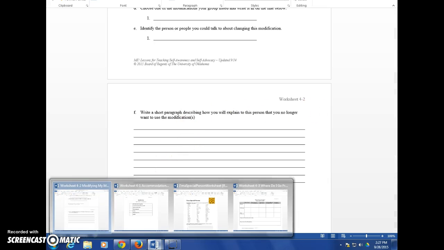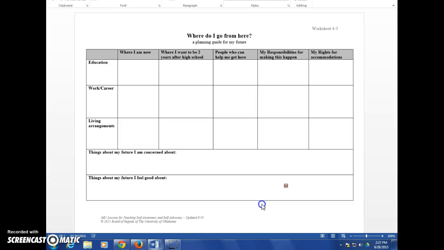Okay. The final part of this in Unit 2 is where do I go from here? And this leans heavily on the advocating part. Education, work and career, and living arrangements. Where are you now? Well, obviously with education, you're in high school. Work and career, as a freshman, a lot of you aren't going to have a job right now. If you do, great, write that in. If you don't, that's fine.